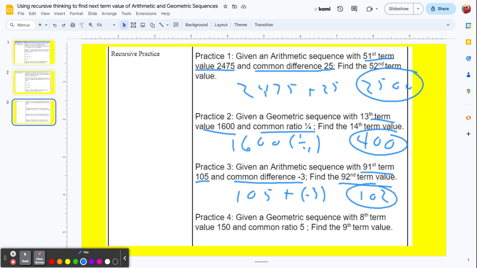Last one, given a geometric sequence where the 8th term value is 150 and the common ratio is 5, find the 9th term value. All right, so we take the 8th term value, 150, and we're going to multiply that by 5. So our 9th term value would be 750. I hope this helps.